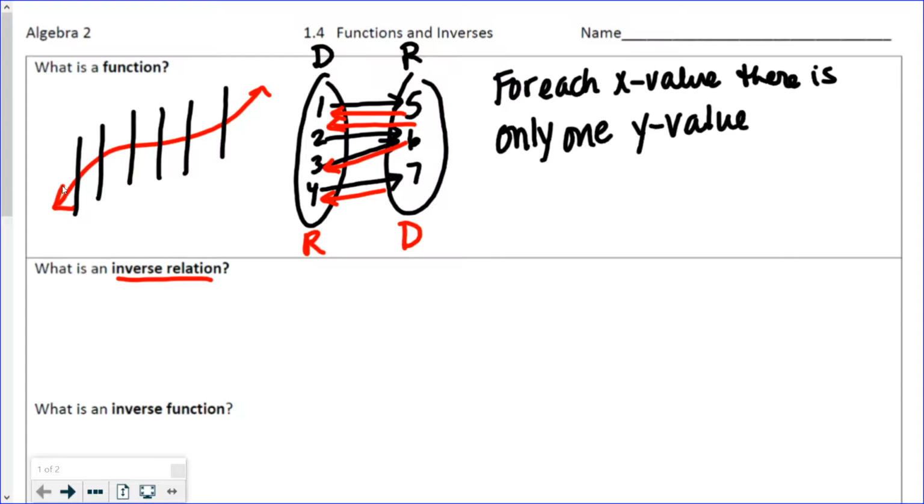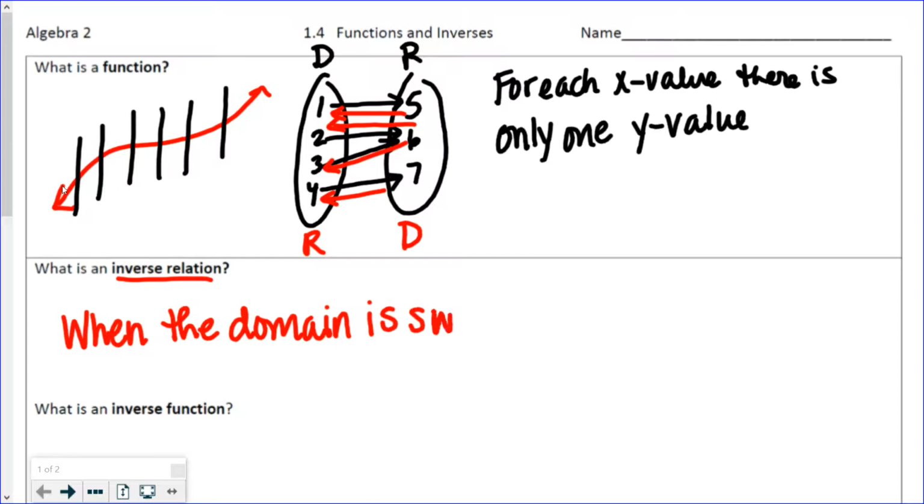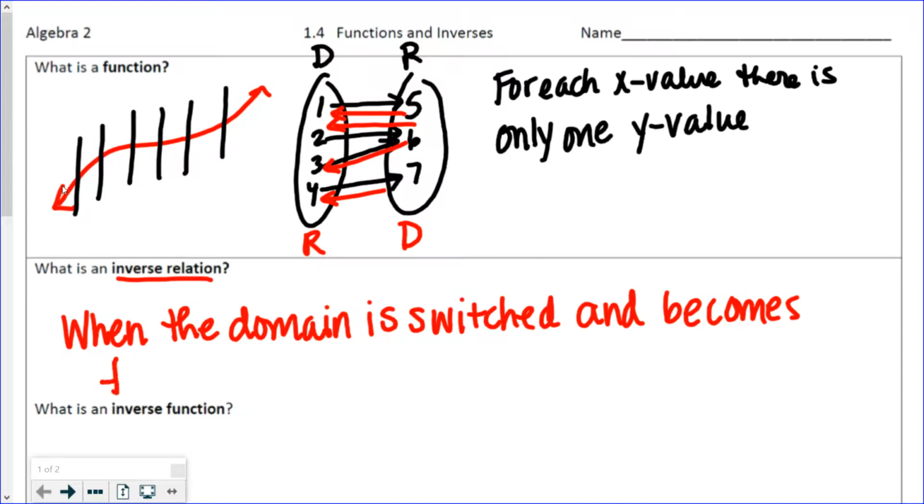So an inverse relation is when the domain of a function is switched and becomes the range, and vice versa. So when the domain becomes the range and the range becomes the domain.